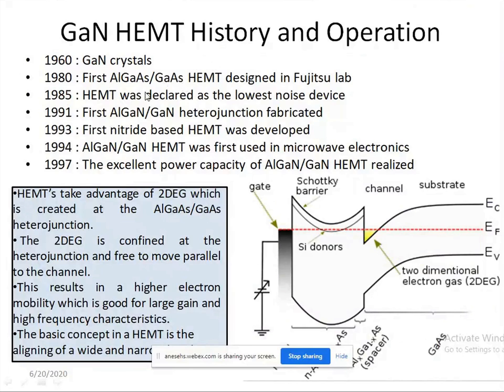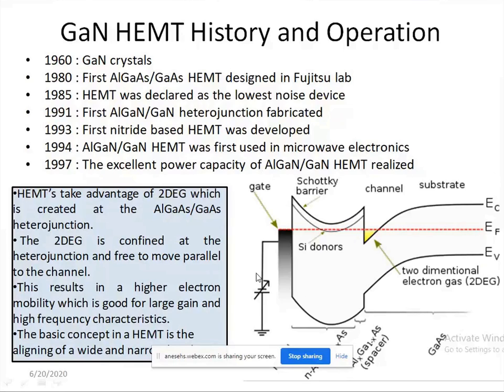Now, HEMT was declared as the lowest noise device in the year 1985. So lowest noise in turn depends on the doping that is used. Like, this is not a device that depends on doping. This is a device that is based on the heterostructure. So as it is not having doping noise, its inherent noise will be very low. Again, the first GaN AlGaN heterojunction was fabricated in the year 1991, which led to the development of the first GaN based HEMT in the year 1993. Later, this was used in microwave electronics in 1994, and in 1997, high power capability of these HEMTs was realized.